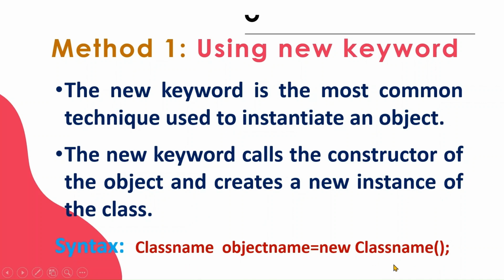So in this one line, by using the new keyword, we are able to create the object of this particular class. Then by using this object, I can call a variable of this class or a method. Okay, so however many variables and methods are available, we can call them all. So this is one technique.